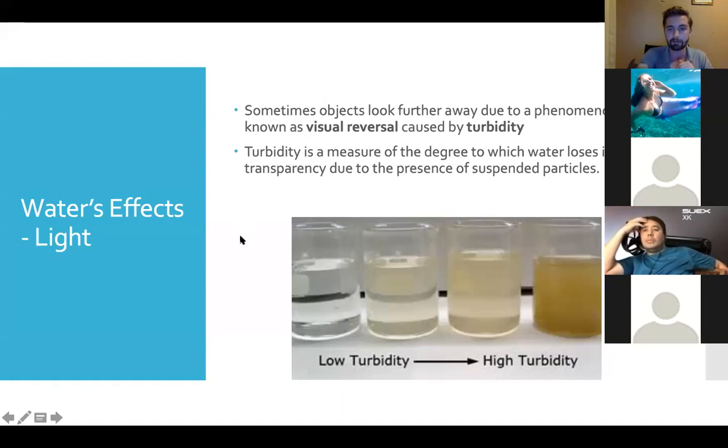So here we have some low turbidity to high turbidity water. And turbidity is just a term we use to describe the level of suspended particles in the water. So if you really want to sound smart next time you're on the dive boat, someone's going to complain about the visibility that day, you can go, yes, there was a high level of turbidity today.